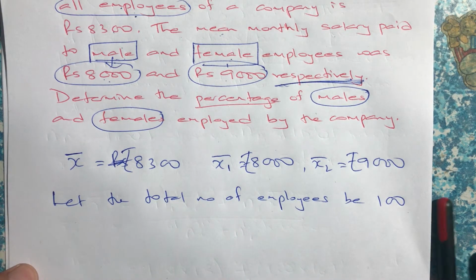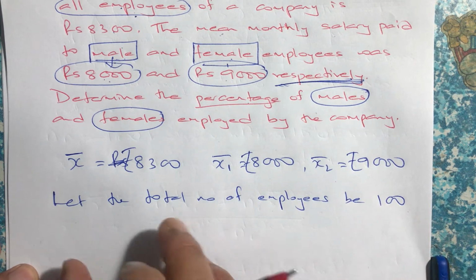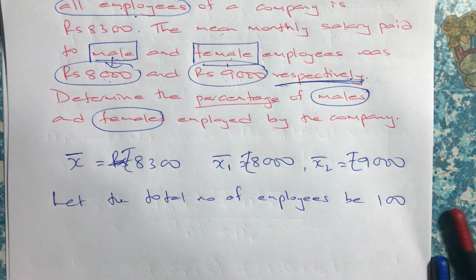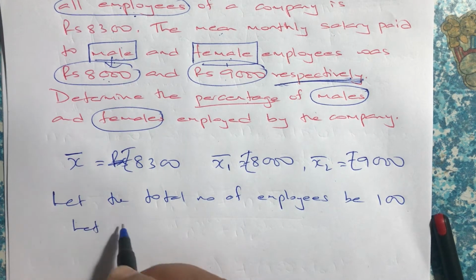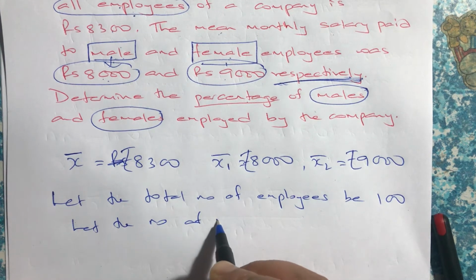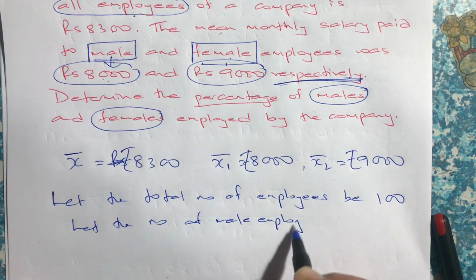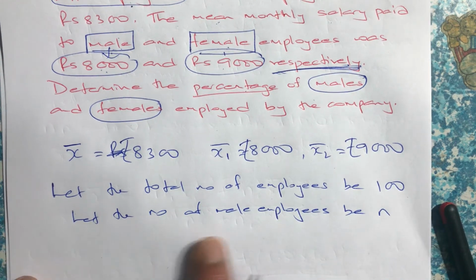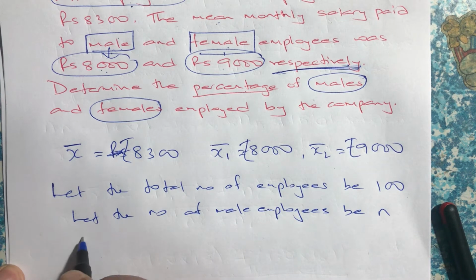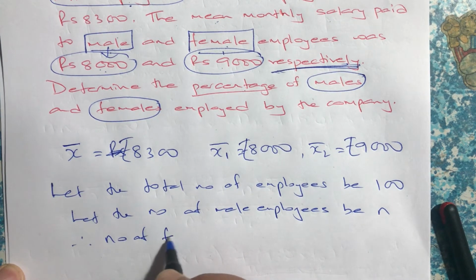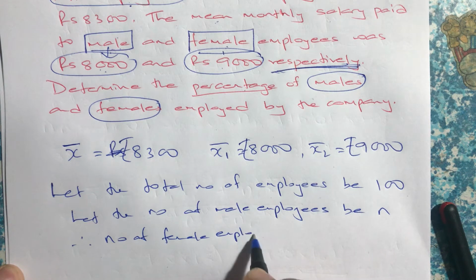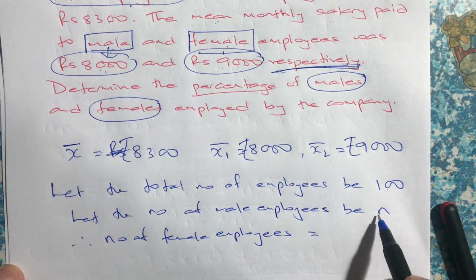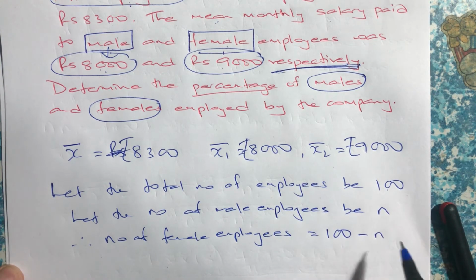Okay, so now the number of employees is 100. These employees are a mixture of male and female employees. So we say, let the number of male employees be n. Then definitely the number of female employees will be how much? There are a total of 100 employees, and out of that, if I have n male employees, then 100 minus n will be the number of female employees.